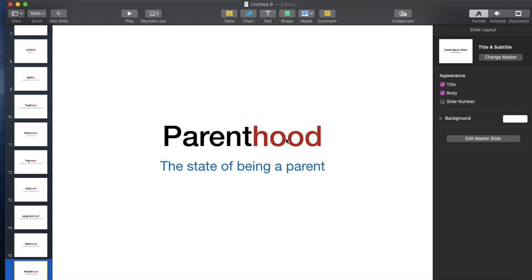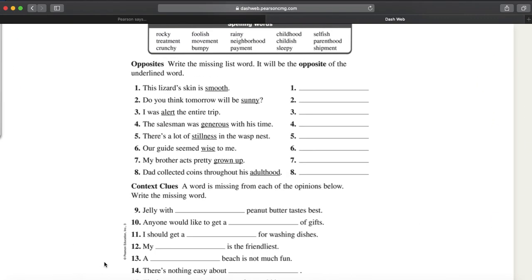Now we're done with the lesson on suffixes. Now let's start solving the Readers and Writers Notebook, page 365. All of you open page 365. This lizard's skin is smooth. Here we should write the opposite of the underlined word, the opposite only, not the meaning. So what do you think is the opposite of the word smooth? It's bumpy, because bumpy is not smooth, it's full of bumps. So the best word here is bumpy.